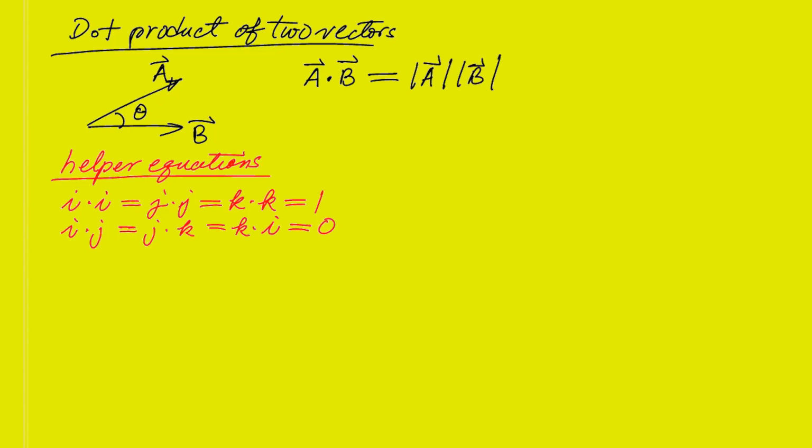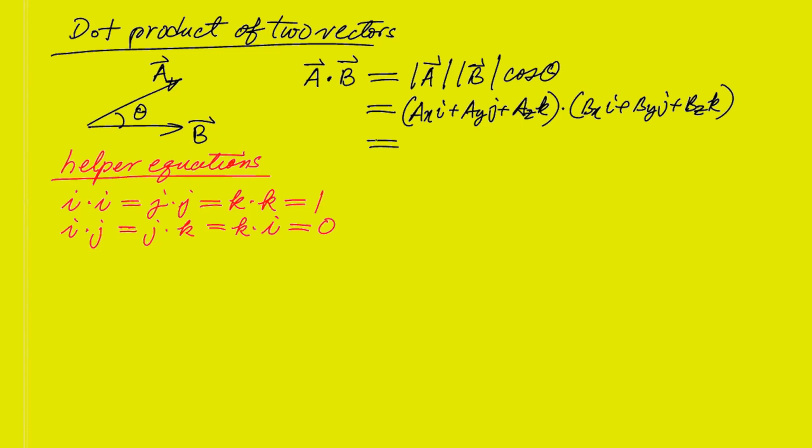We can now come back to perform a dot product between those two vectors A and B. This time I'm writing the vectors in three-dimensional form, and using the helper equations, we will see the end result of the dot product between A and B is a scalar quantity like this.